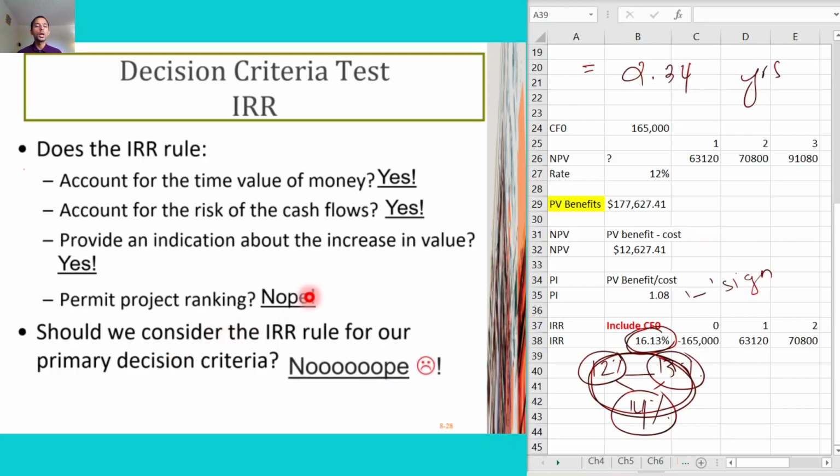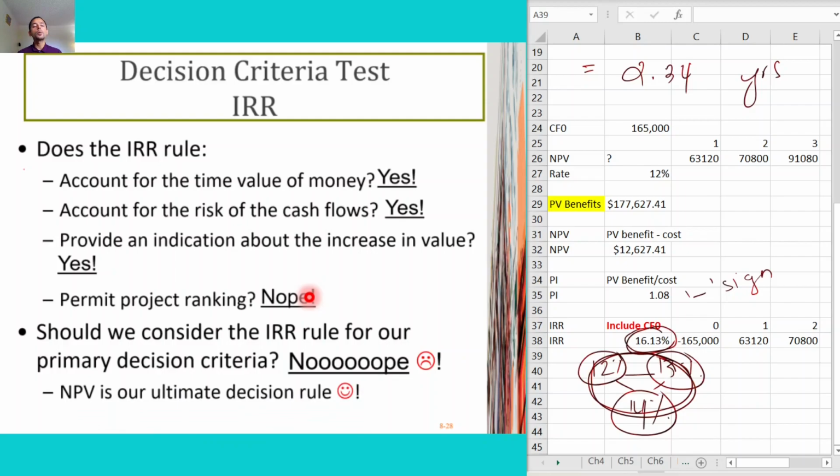So you would say nope, not as a primary, but very likely we do want to use IRR as a secondary tool. Then what do we want to use as a primary tool? What did we say? We always want to use the NPV. NPV is our ultimate decision rule. Even if everything else fails, NPV does not fail. Alrighty.